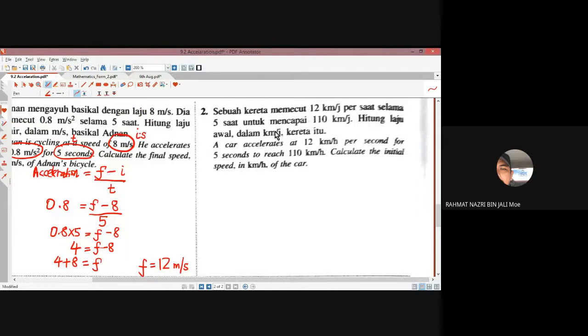A car accelerates at 12 km per hour per second for 5 seconds to reach 110 km per hour. Calculate the initial speed. So 110 is the final. 12 here is representing the acceleration, and 5 seconds represent the time. So complete this formula to find out the initial speed. So what's your answer? Share your answer in chat column.